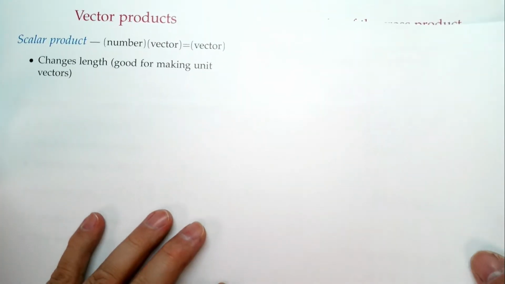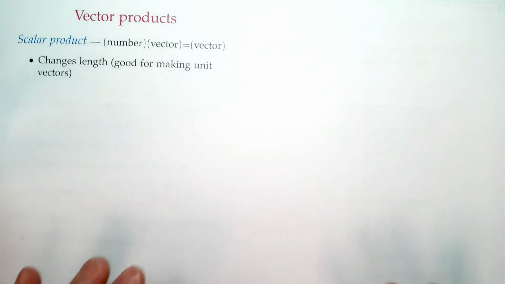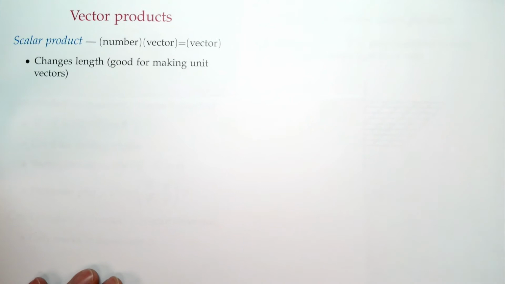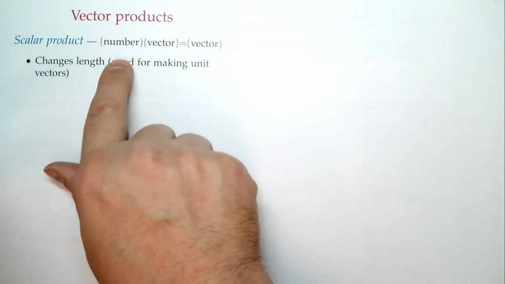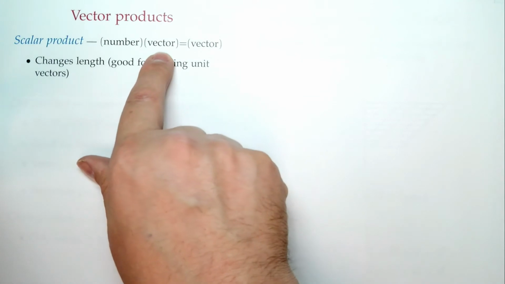The first one is the scalar product. So what's the scalar product? Well, the scalar product is when you want to scale something. The way you do a scalar product is it's a number and a vector, and the result is a vector. It's the scaled vector. It's good for changing length. So for example, we use it when we have unit vectors.